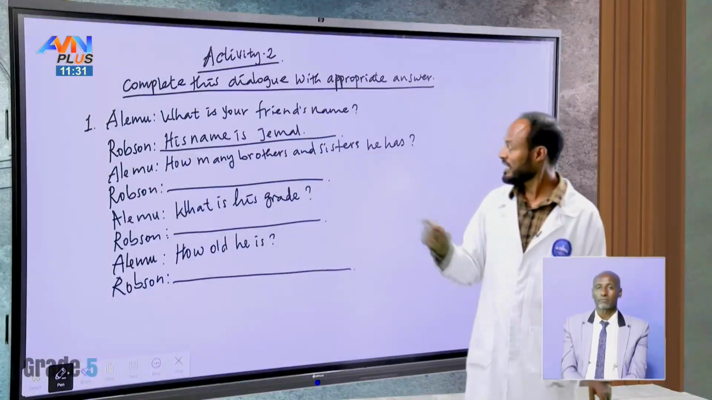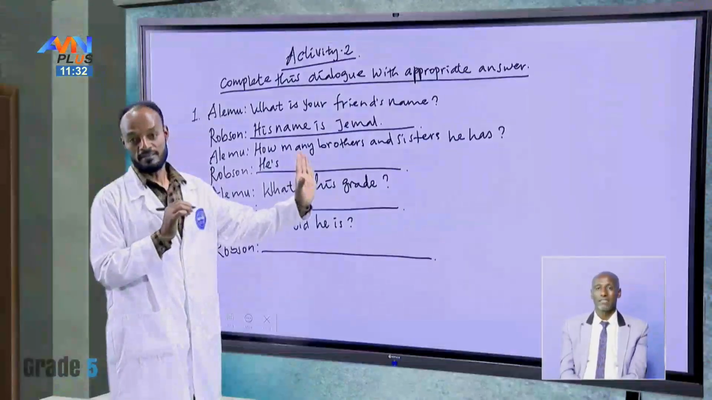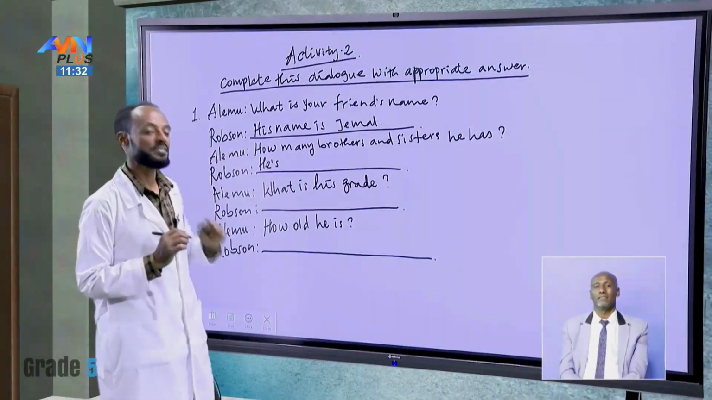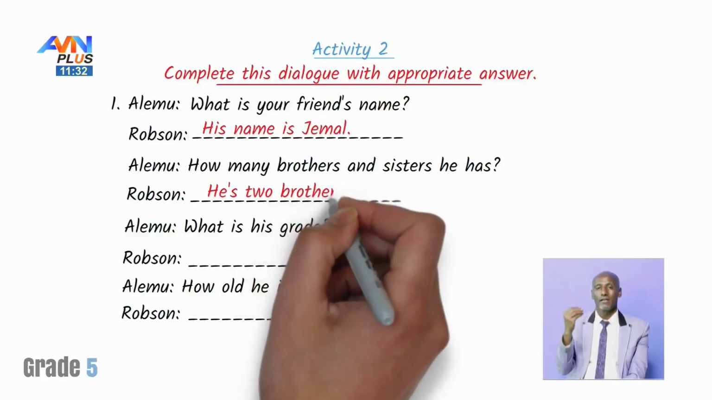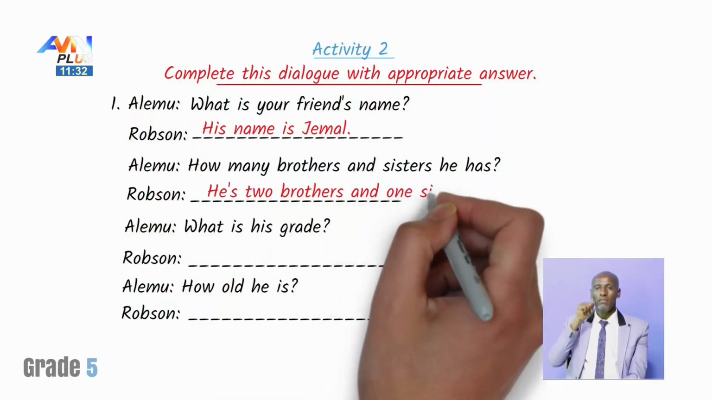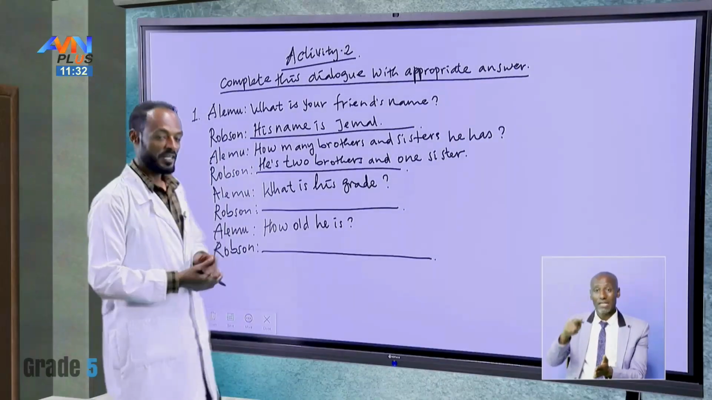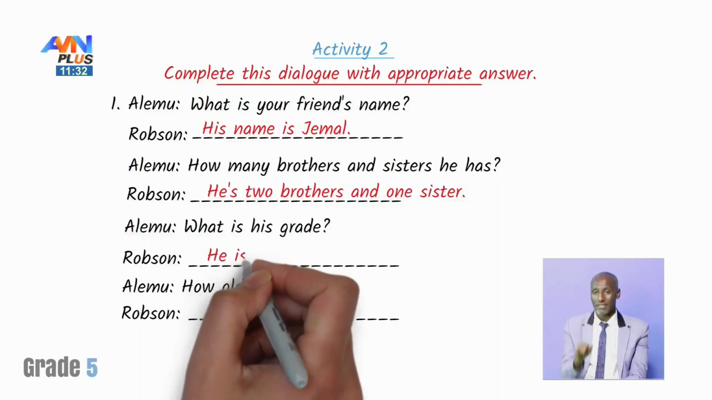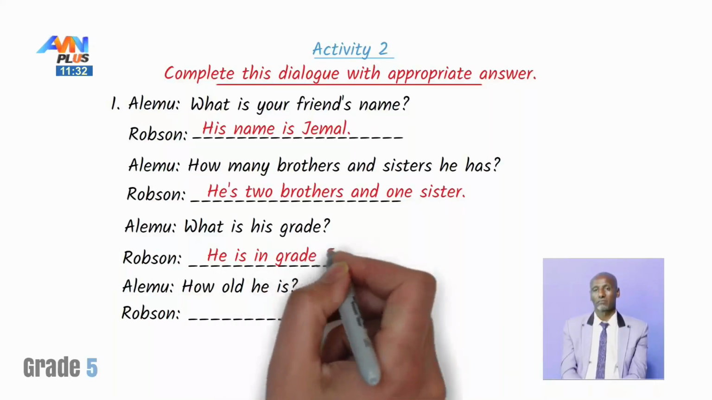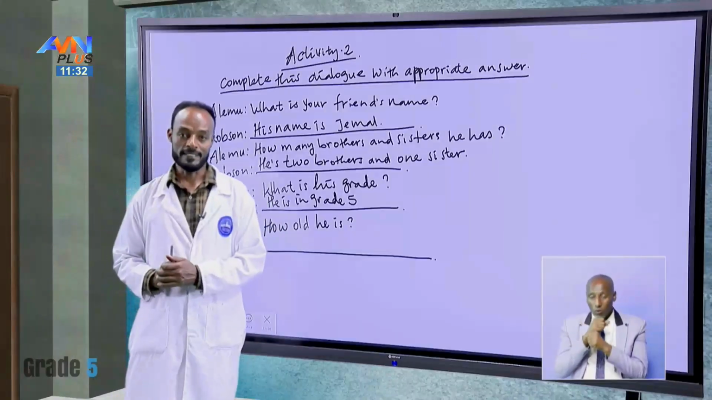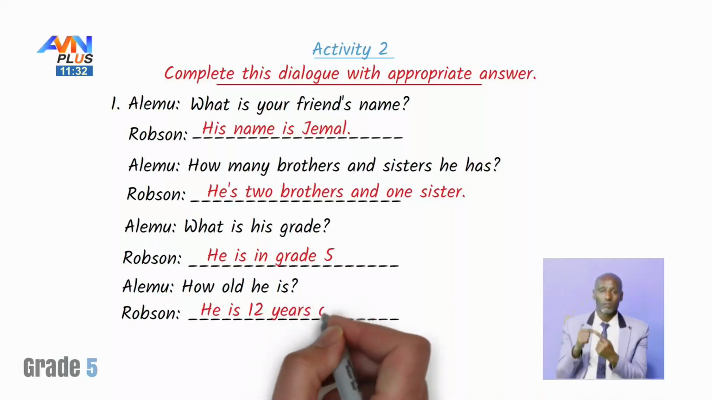How many brothers and sisters does he have? Yes, we have to say he has. So, you can say he has. He has, okay? He's or he has can be said in spoken and in written form. He has 2 brothers and 1 sister. What about Alamu here? What is his grade? Yes, we can say he is in grade 5. He's in grade 5. How old is he? Yes, we can say he is 12 years old.